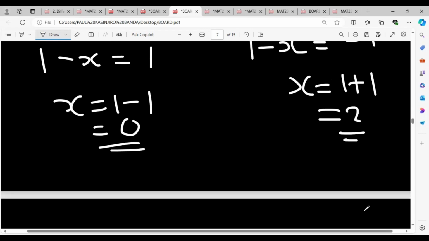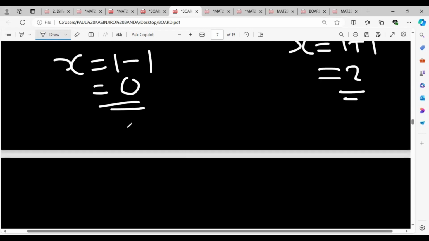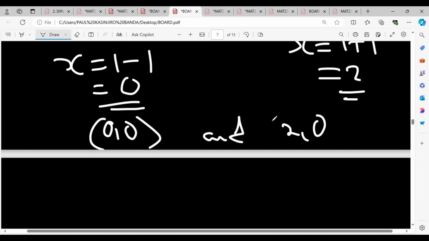So it means we have 2 x-intercepts. The first one will be (0, 0). Then the other one will be what? The other one will be (2, 0). Okay, so we have everything that we need for us to sketch.